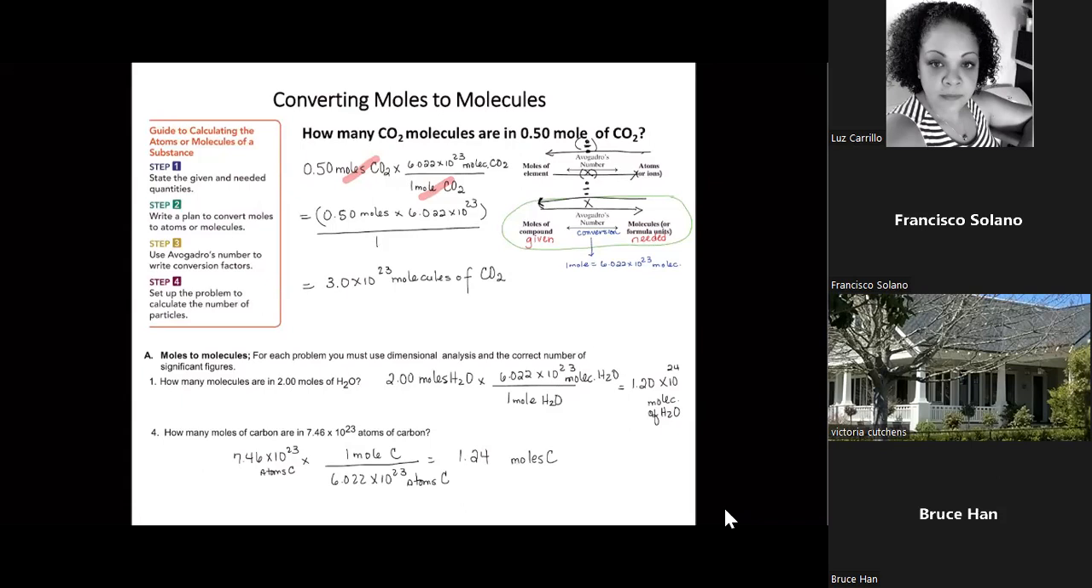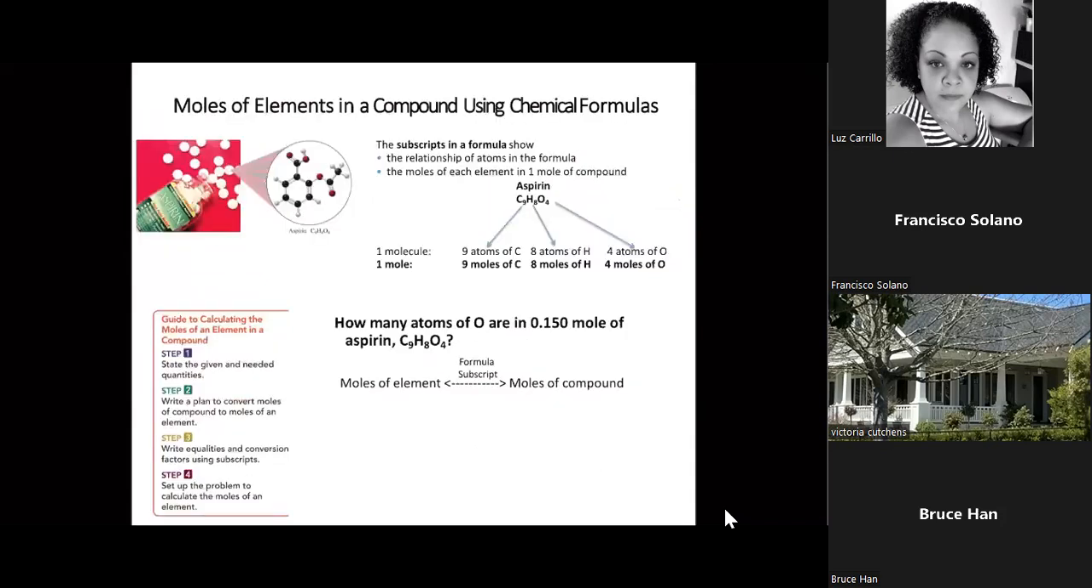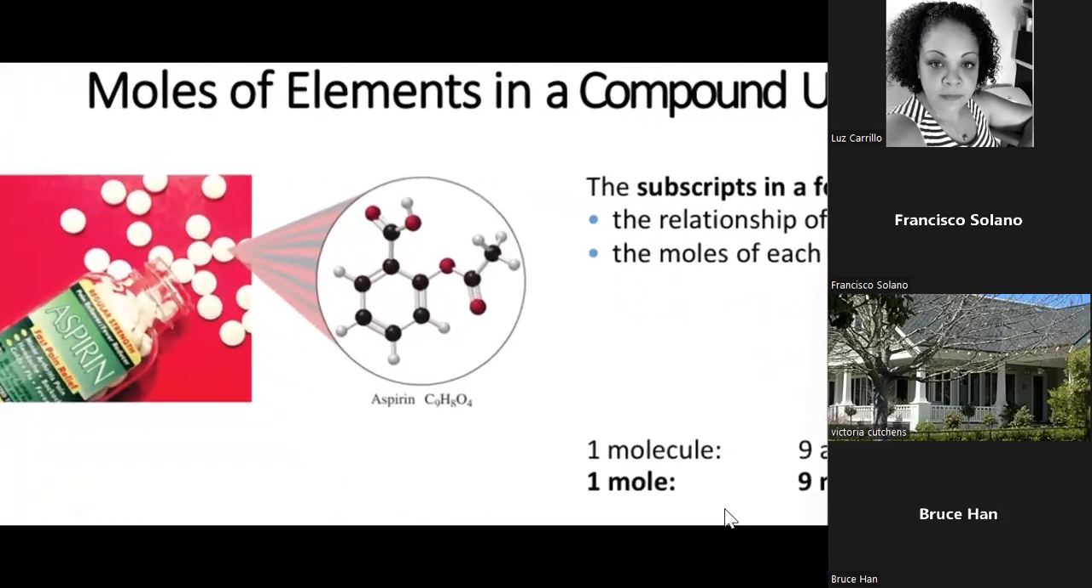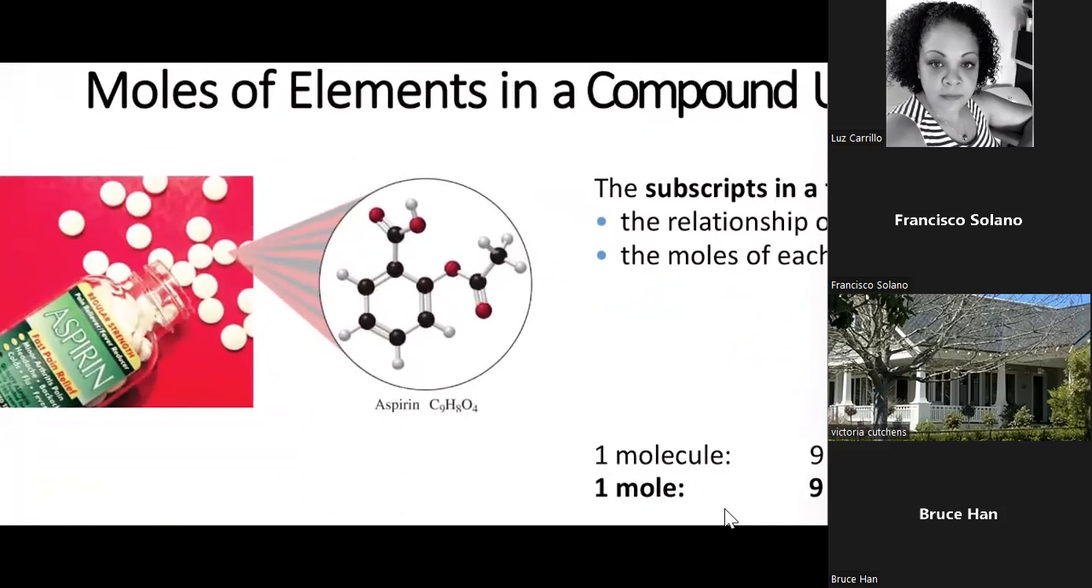Excellent. Since there are no questions, let's go to the next topic, which is the idea of understanding the moles of an element in a compound when we are utilizing chemical formulas, okay? So aspirin, as you can see for the molecule, the image that we have on the left side of the slide, has this particular structure, okay?